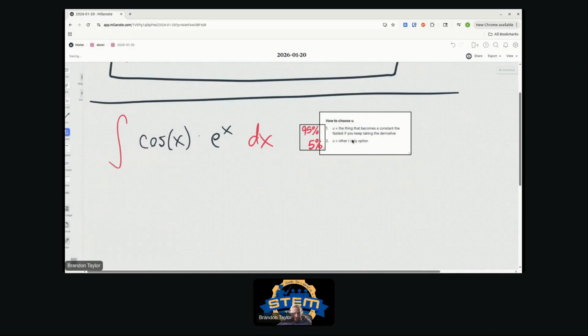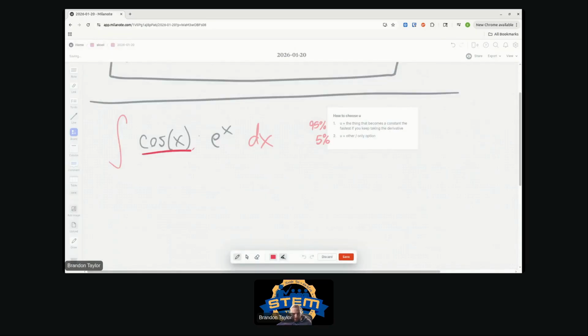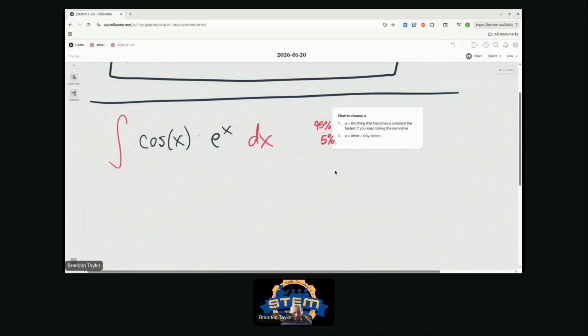So if you think about it, neither of these works. If you choose this as u or this as u, and you just keep taking the derivative of them, there's no way that either of them will ever become a constant, right? There is no value we can choose that will eventually become a constant if we take enough derivatives. So rule number 1 kind of fails here. Like I said, the vast majority of the time it works. Here it fails. So what else can we do?